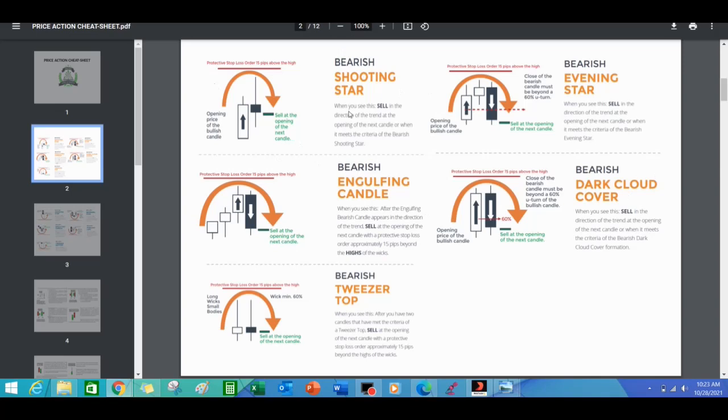Okay, it shows that we should be getting ready to sell. So these are some of the things that we get to see. The first one is called the shooting star.